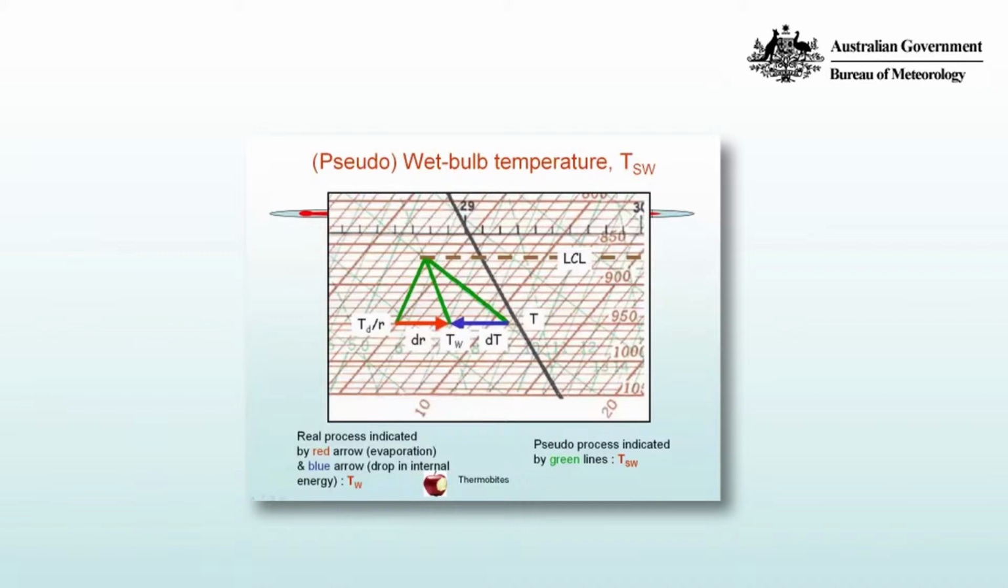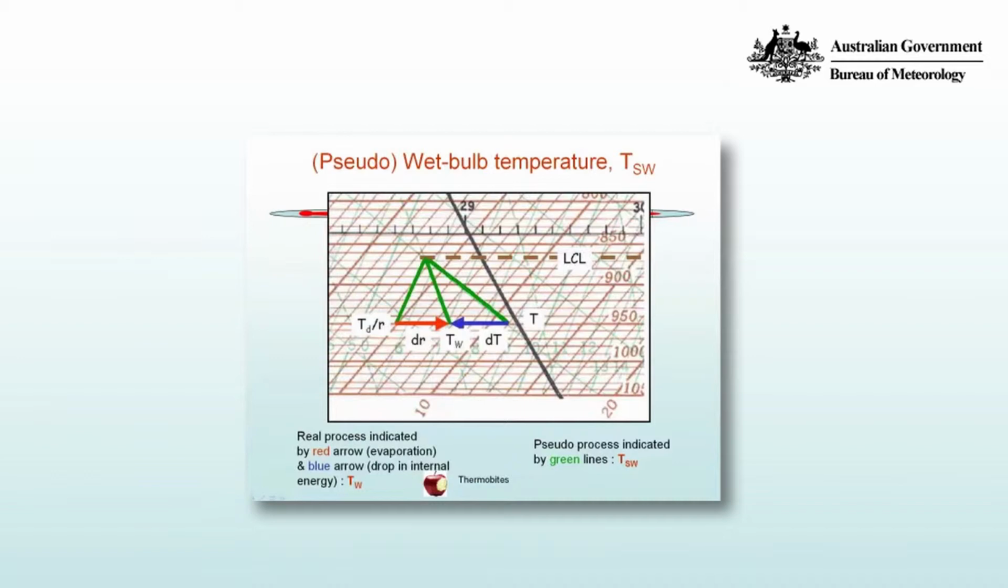There are two versions of the process shown on the diagram. The blue and the red arrows indicate the actual process. The parcel's temperature decreases from T to T_w because sensible heat is being removed from the parcel. Its internal energy is decreasing. The dew point temperature approaches the wet bulb temperature because the amount of water vapour is increasing over time via evaporation. So there's a delta r, the mixing ratio increases.